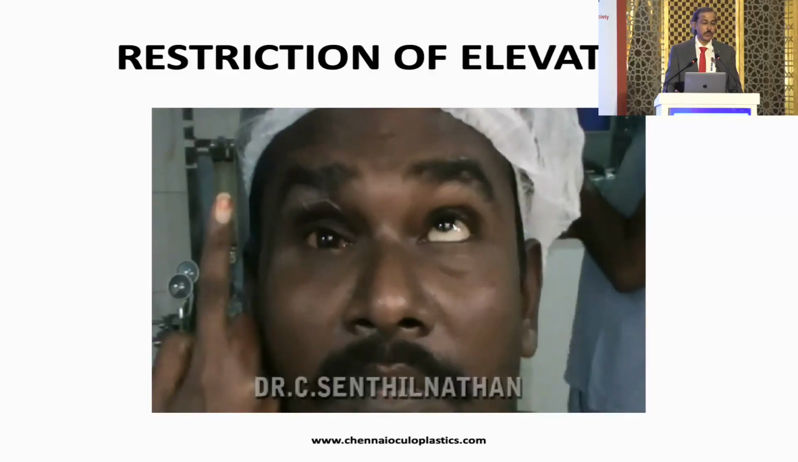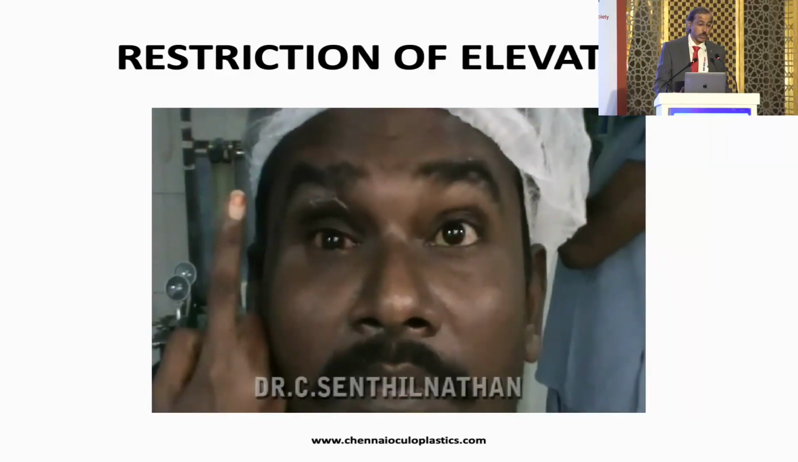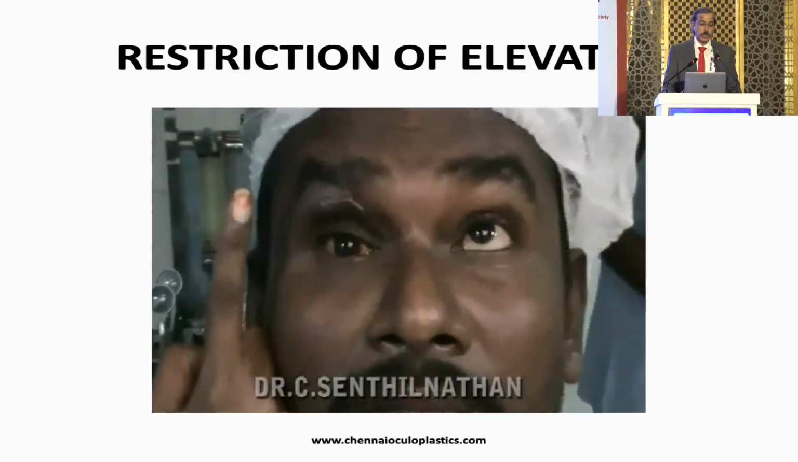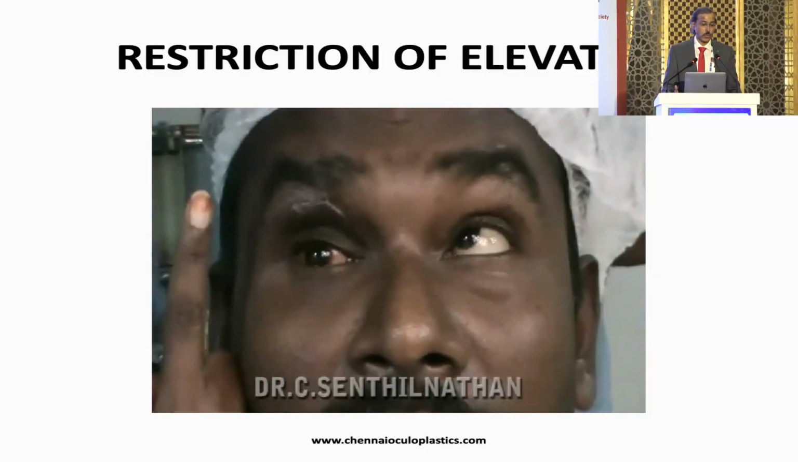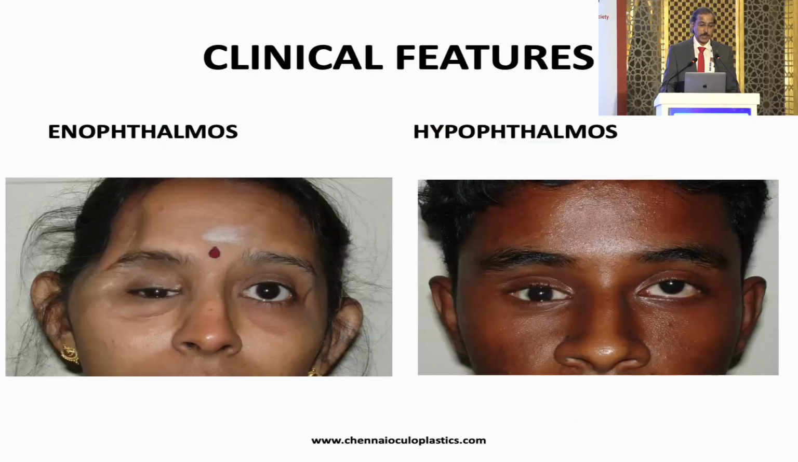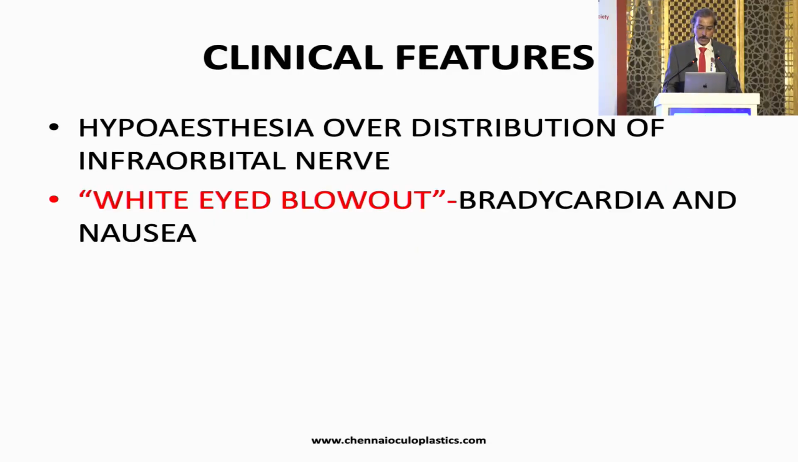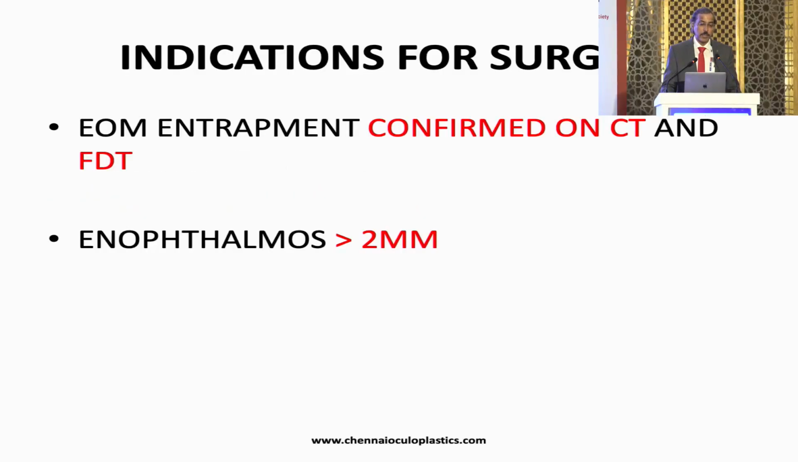When a patient with an orbital fracture complains of double vision or restricted motility, that is a red flag that something is wrong. Most probably they have an entrapped extraocular muscle, and you need to investigate them carefully because that is an indication for surgery. The common clinical features are enophthalmos, hypophthalmos, and hypoesthesia, and there is a special variant called the white-eyed blowout fracture, where the patient has a completely white eye, usually in the pediatric age group. They have a white eye, but they'll have significant bradycardia and vomiting, and if you do a CT scan, you will pick up an entrapped muscle. So it's very important to identify that.